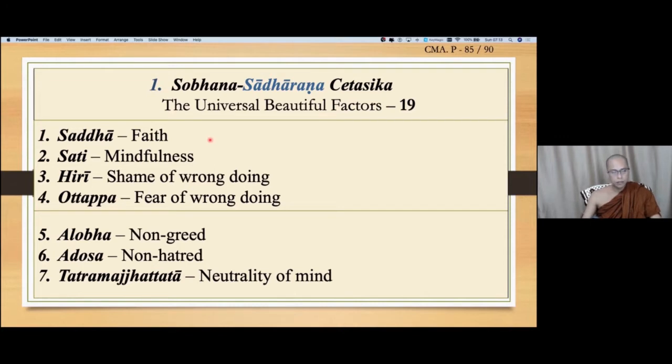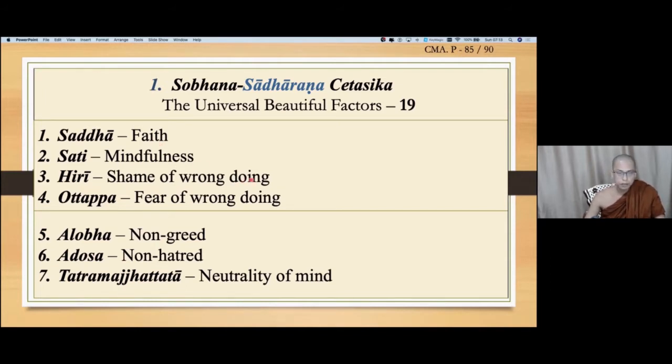In this, all factors come in single, but 1 to 7 come separately, and 8 to 19, all together 12 mental factors, will come in pairs. So firstly, we need to learn the translation and keep it in mind according to their group. So Saddha, faith or confidence. And Sati, mindfulness. Hiri and Ottappa come together. Hiri is shame of wrongdoing, and Ottappa is fear of wrongdoing.